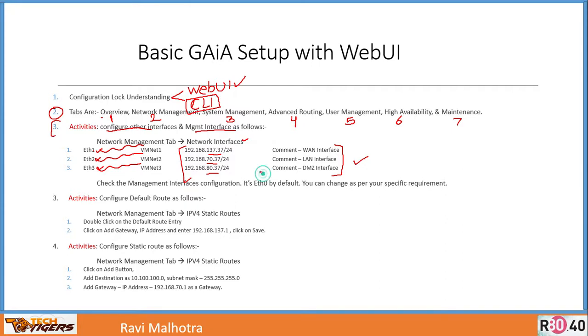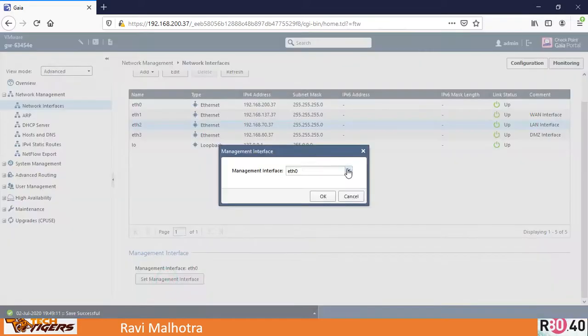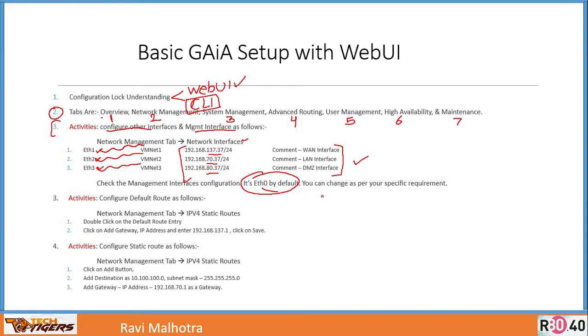Next is to check the management interface configuration. It's ETH0 by default and always. ETH0 is always set to be the management interface. You can change it as per your specifications. Let me show you where. Just look over here. It says the management interface by default is set to ETH0. Set management interface. You can choose whatever you want, right? But let ETH0 be the management interface. Click on OK. This is done.